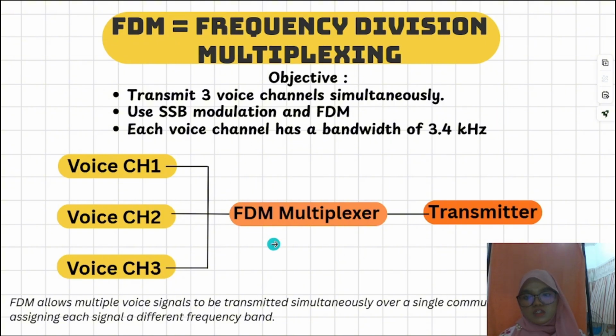So this is the chart of how frequency division multiplexing works. Voice channel 1, voice channel 2, voice channel 3, FDM multiplexer, and transmitter. SSB transmits only one sideband, reducing bandwidth by 50% compared to conventional AM. It also improves power efficiency, making it suitable for long distance SAR communication.